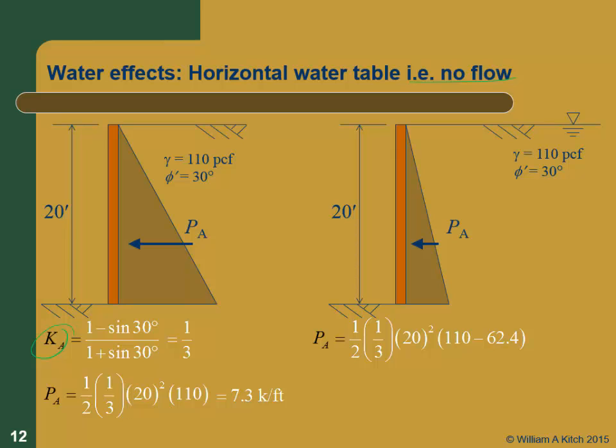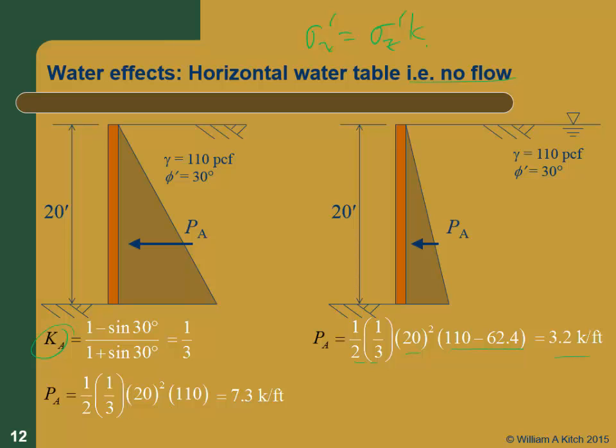So our total active earth force is still 1/2 times 1/3 times 20 squared. But now, remember, the horizontal stress, sigma x prime, is equal to sigma z prime times k. So we've got to multiply by the buoyant unit weight. And that's going to give us 3.2 kips per foot. We've got a whole lot less earth pressure, right?